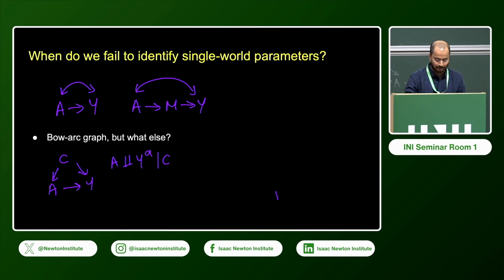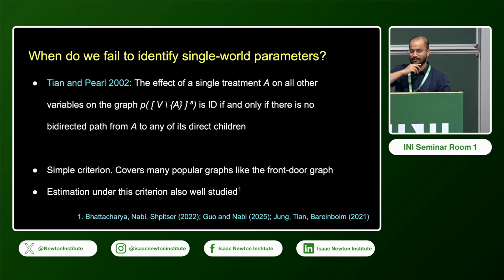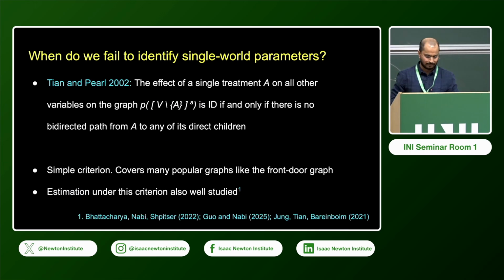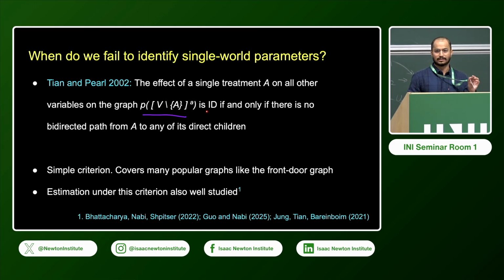But there is a very, very simple criterion. And here's what that criterion is. This is due to Tian and Pearl from 2002. So they say that the effect of a single treatment A on all other variables on the graph, so basically the post-intervention distribution where you're looking at the effect of A on all other variables, is identified if and only if there is no bidirected path from A to any of its children in the observed data ADMG. Should also clarify that this is a criterion that was originally defined on the observed data ADMG.